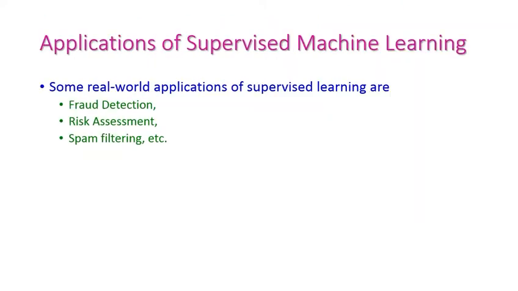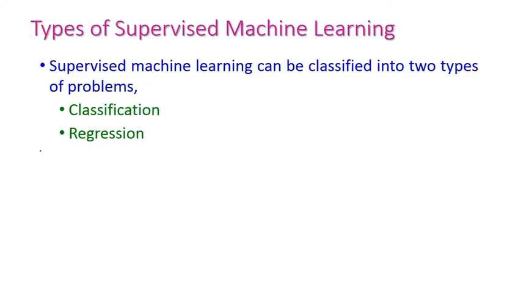The applications of supervised learning: supervised learning works very much in fraud detection, risk assessment, spam filtering and so on. There are two types of supervised machine learning. First one is classification and second one is regression. Let us see these things one by one.